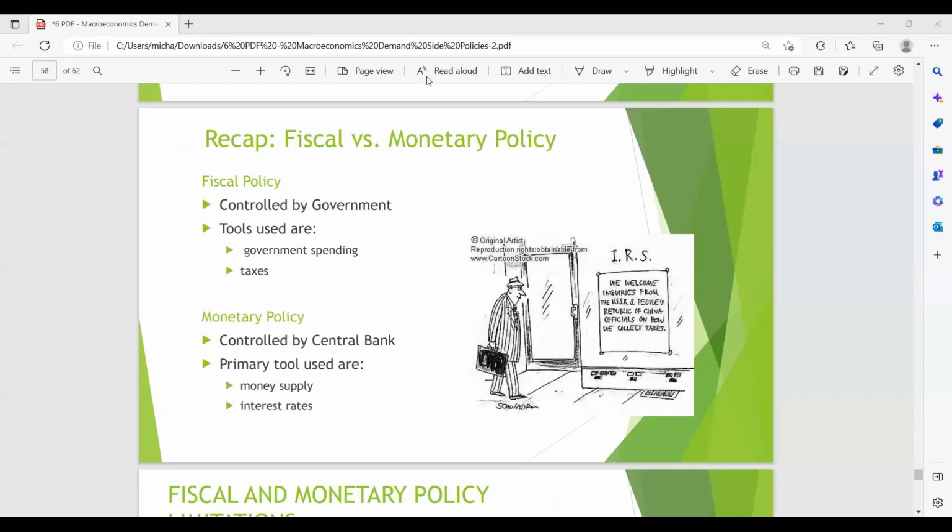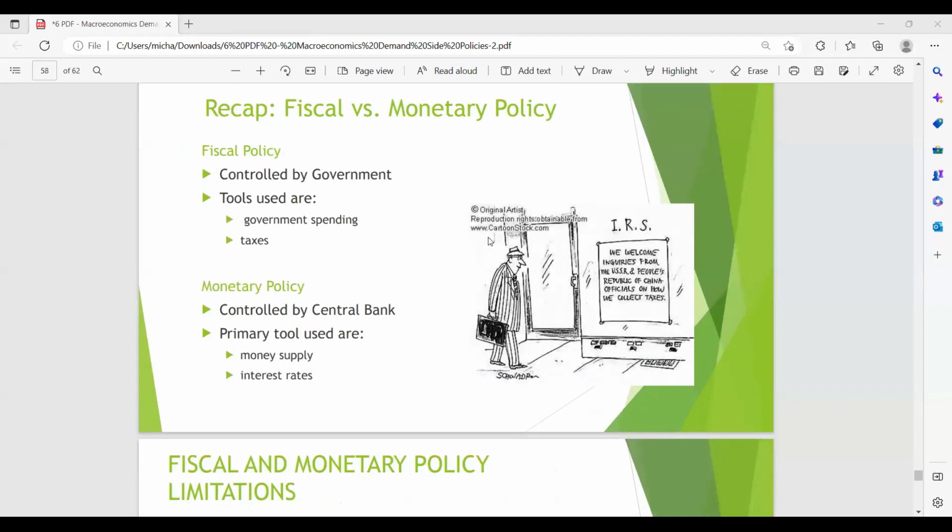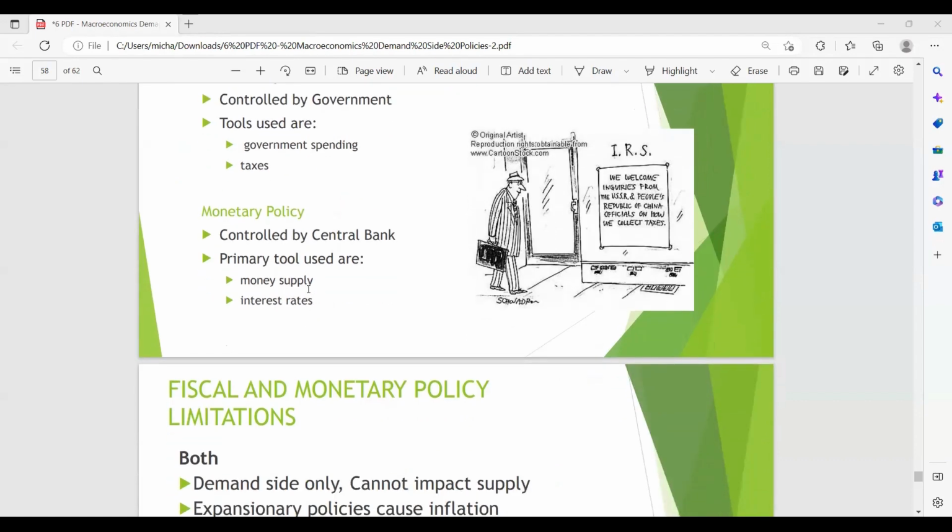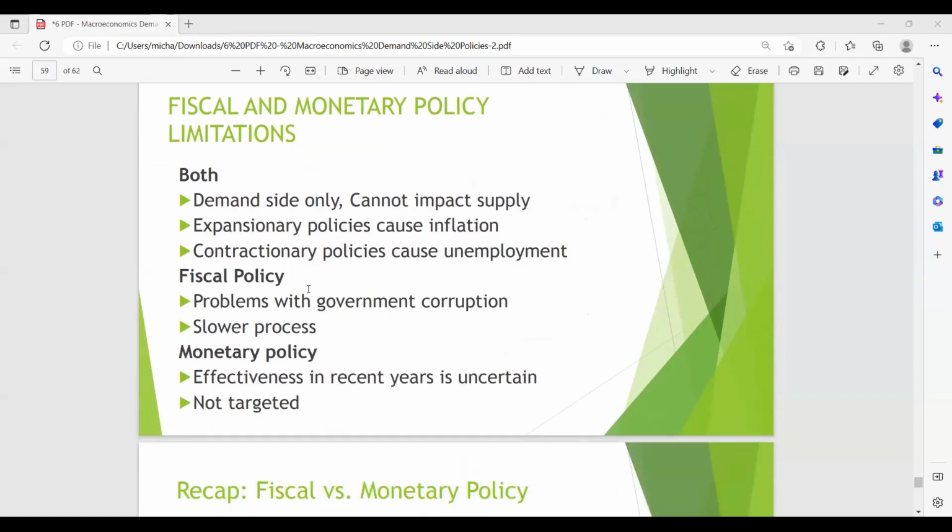So recap, fiscal versus monetary policy. Fiscal policy is controlled by the government. Tools used are government spending and taxes. Monetary policy is controlled by the central bank. Primary tools used are money supply and interest rates. Fiscal and monetary policy limitations: demand side only, they cannot impact supply at all. It's only impact demand. Expansionary policies cause inflation.